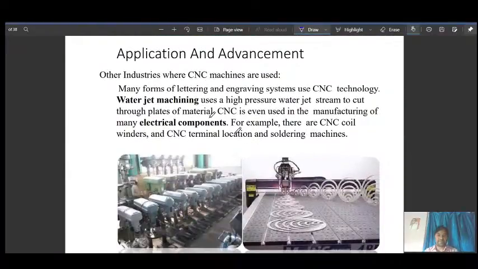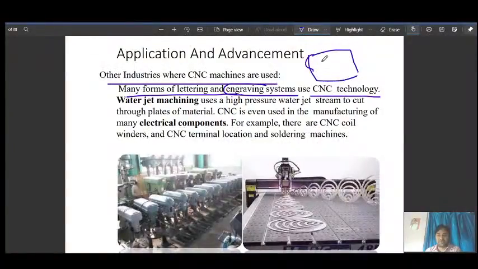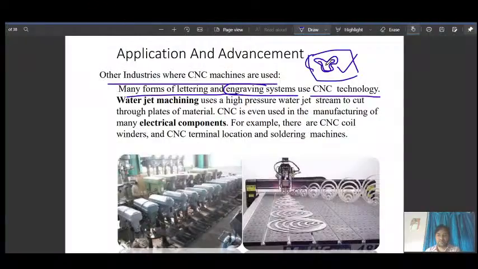Then what are the other application advancements? Other industries where CNC machines are used: many forms of lettering and engraving systems use CNC technology. So where you have to engrave something, CNC is used. Engraving is a kind of job where you have to draw some pattern, or you can say a logo. So you will engrave it on the part, so you can make it your logo.